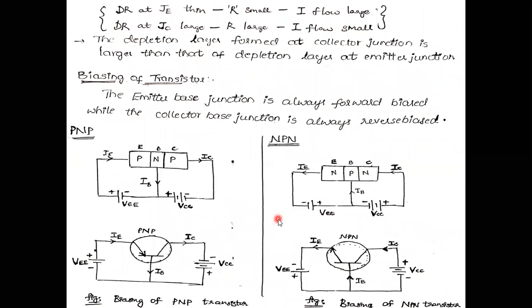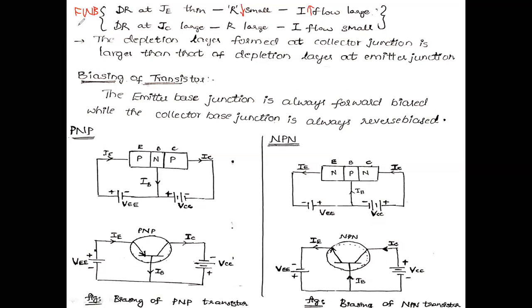Next one, the depletion region at JE is thin. Why? Because it is in forward bias condition. Let me write that one. JE is in forward bias condition. Therefore the depletion region at the emitter junction is thin. Why? Because the flow of current is high. Therefore automatically this resistance is going to be low or small value.